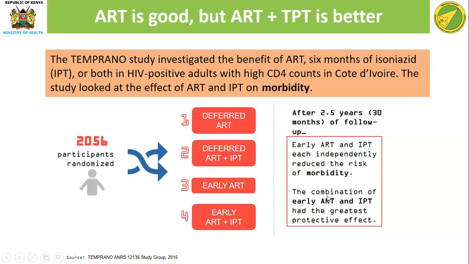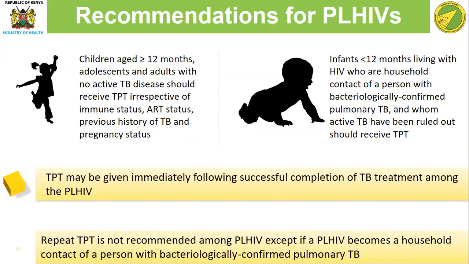However, the ones that had the combination of ART and TPT had the greatest protective effect. So by offering both, you're not only preventing TB, but you're also reducing the risk of morbidity and mortality among this group of people.